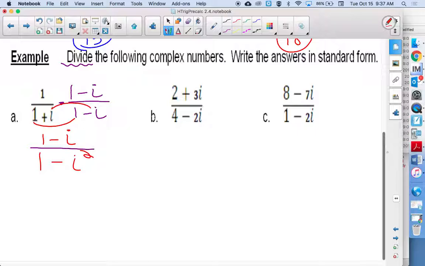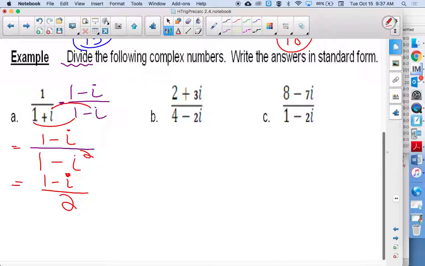Carrie, what does the denominator become if I have 1 minus i squared? 2. Yeah, there's my real number, which is why we use conjugates. Now, the question says, write the answers in standard form. This is not standard form, because I have a real and an imaginary number combined together in the same fraction. So it's not standard form. They need to be separated.